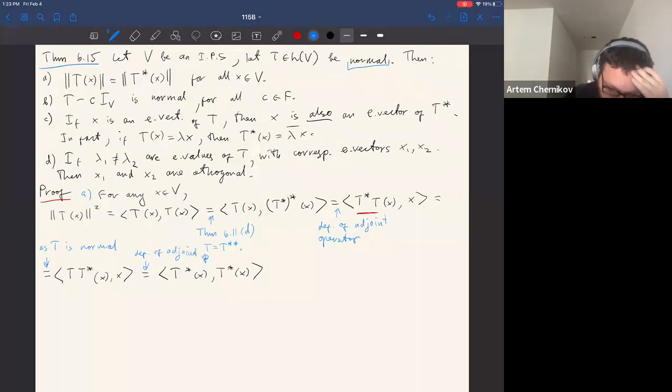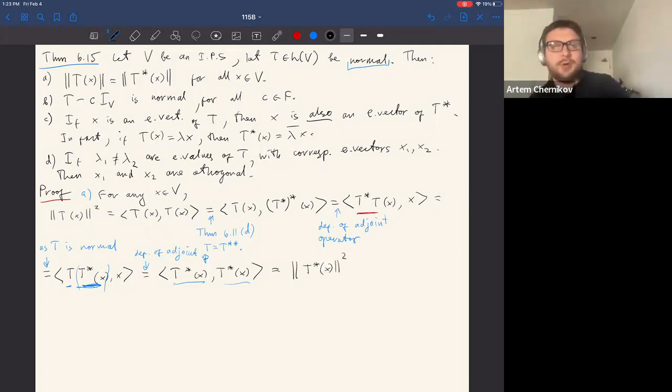Right? Because you can think about this as T of T star of x inner product with x. But then this is the same as the argument here, T star of x inner product with T star of x, because here we are applying T. So this is just the definition of the adjoint operator. But look, what we got here is the same as the norm of T star of x squared, the inner product of T star of x with itself.